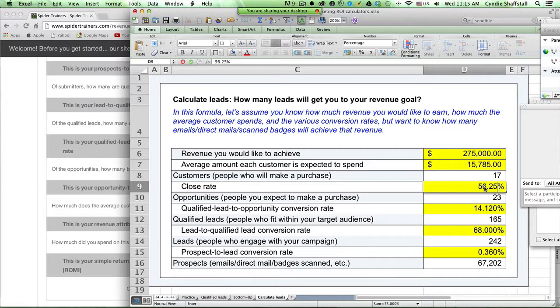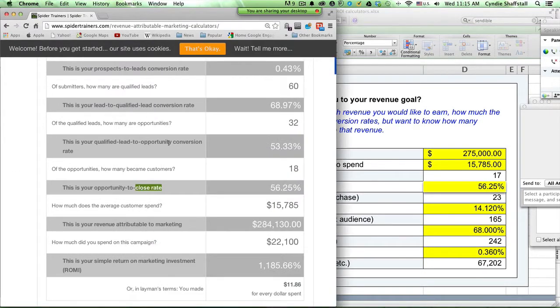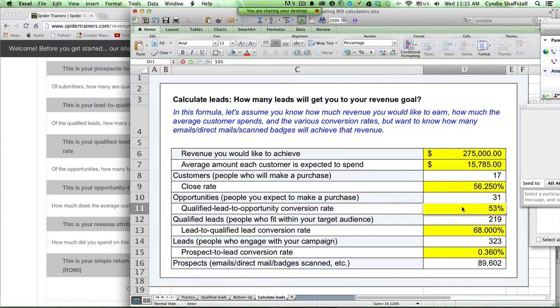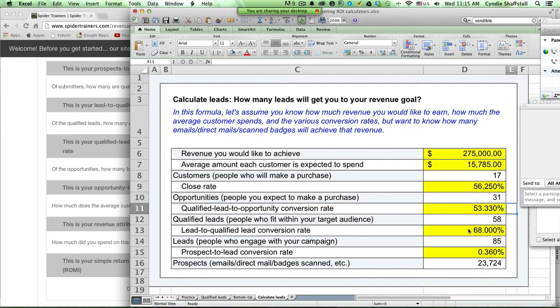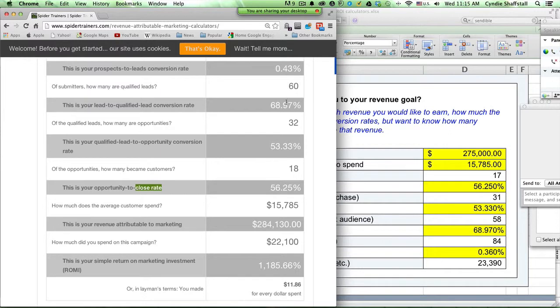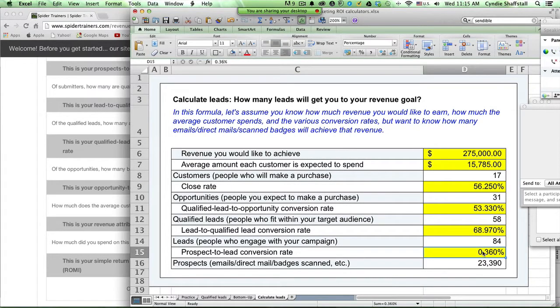And then we need our qualified lead to opportunity conversion rate, which is 53.33. Need a decimal in there. And our lead to qualified lead conversion rate is 68.97. So we'll say 68.97. And finally, our prospect to lead conversion rate is 0.43. So we'll say 0.0043, and there we go.